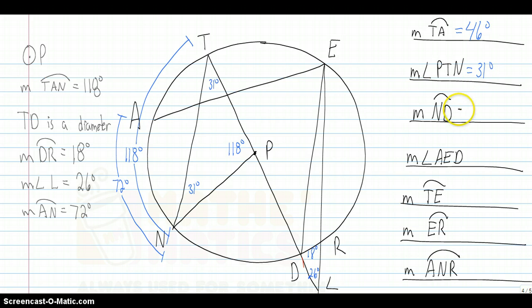The next unknown is measure of arc angle ND. This is 118 degrees. Here is arc ND. We're told that TD is a diameter, so if we took 180 minus 118, we get 62 degrees for measure of arc angle ND.